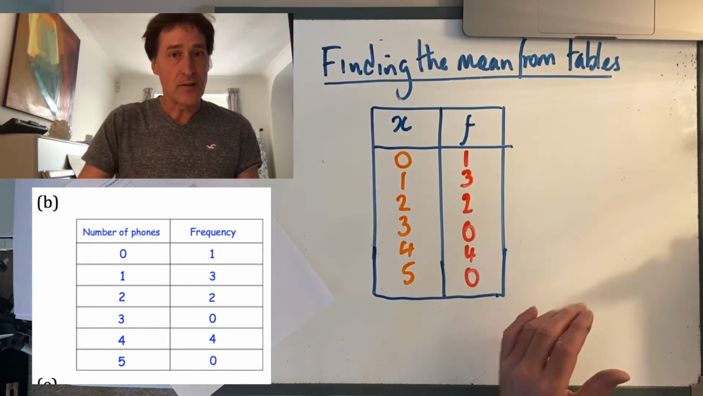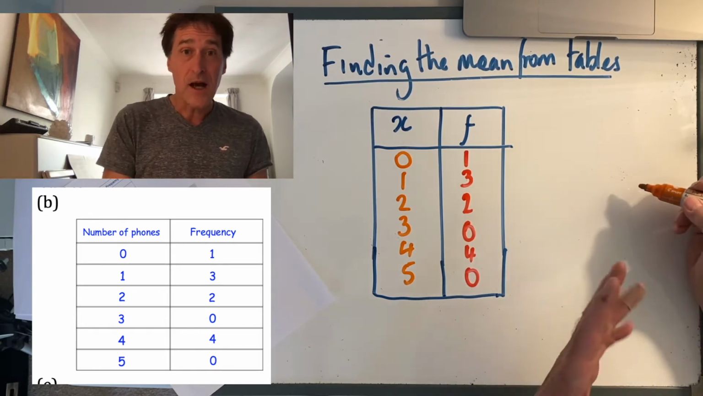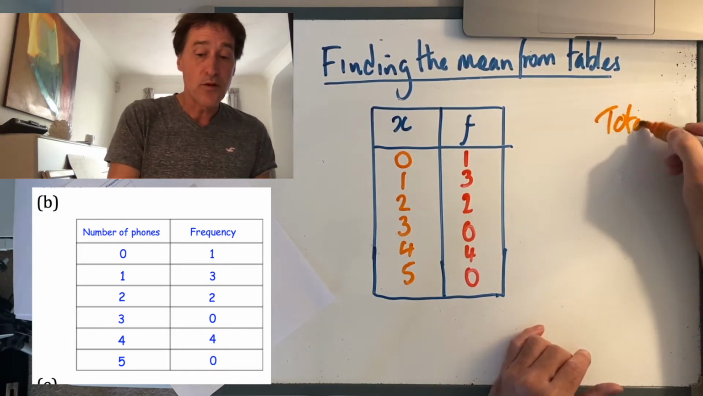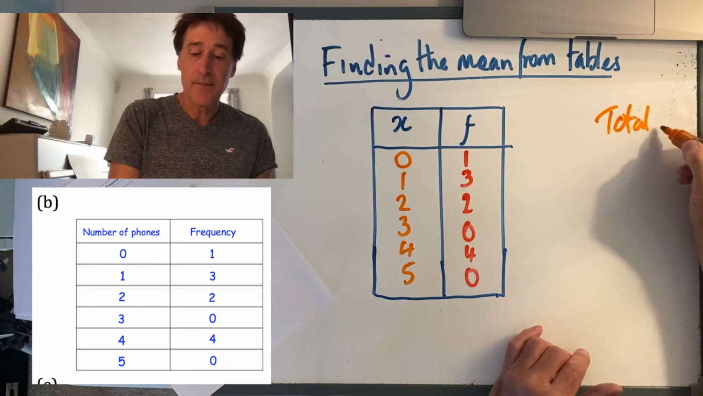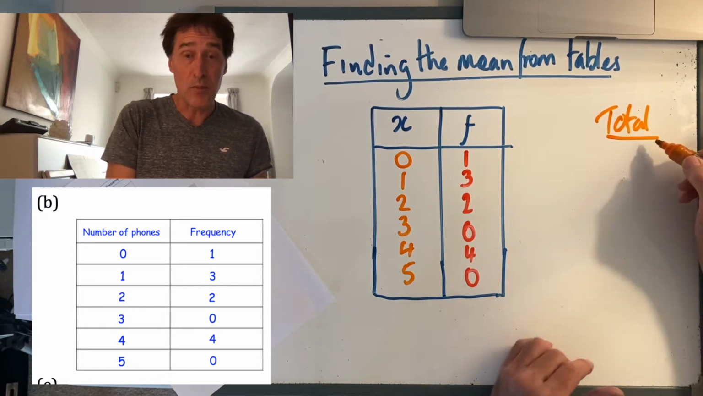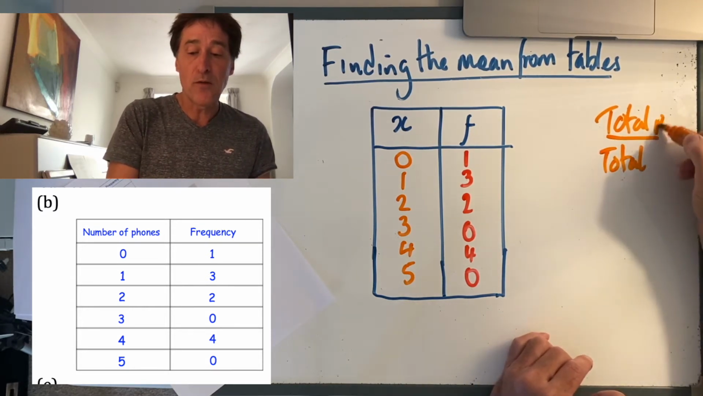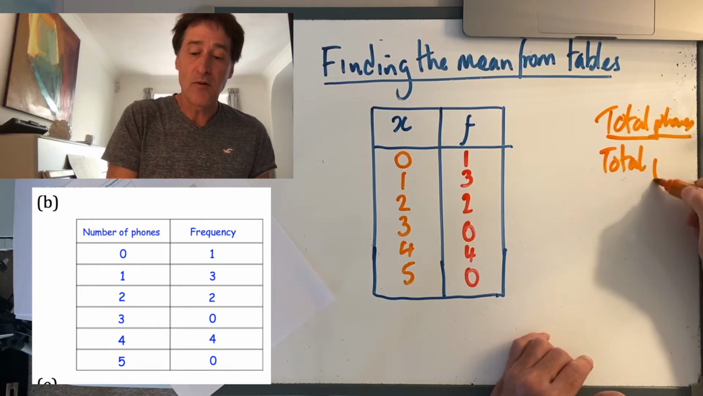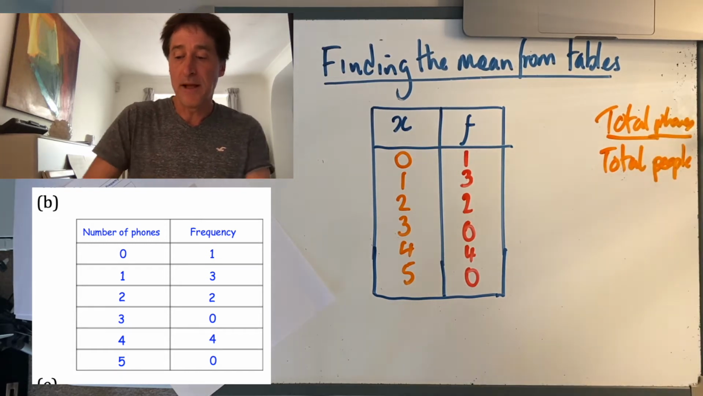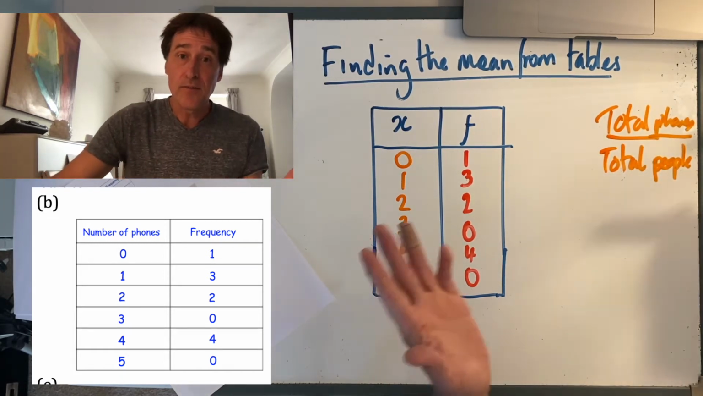Okay, don't get freaked by algebra. So if I want to find the mean, I want the total number of phones, all divided by the total number of people. Now these pens are a bit chunky. Can I do it using some algebra, make life easier?